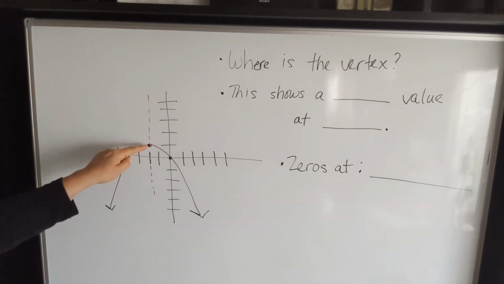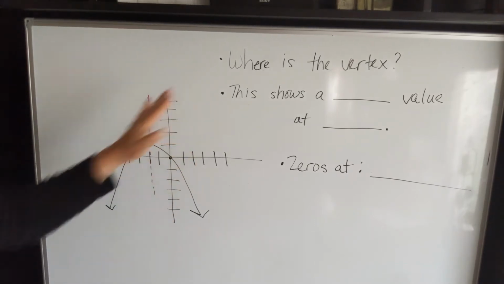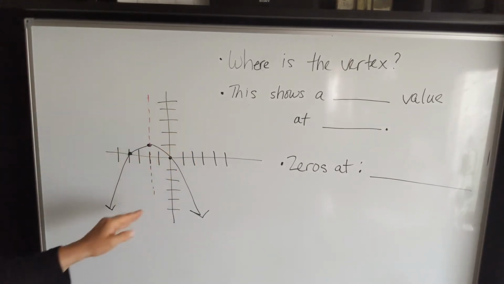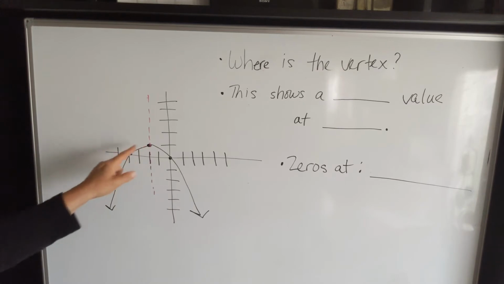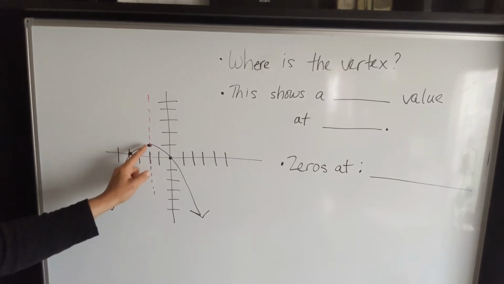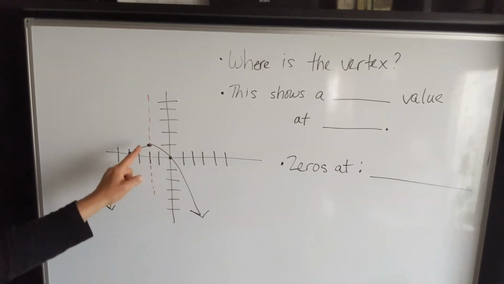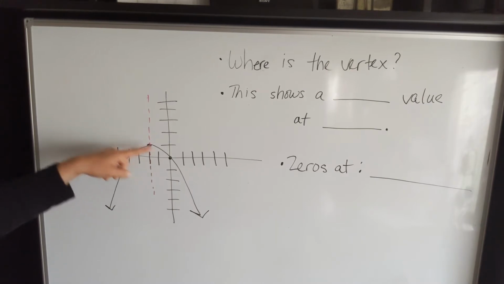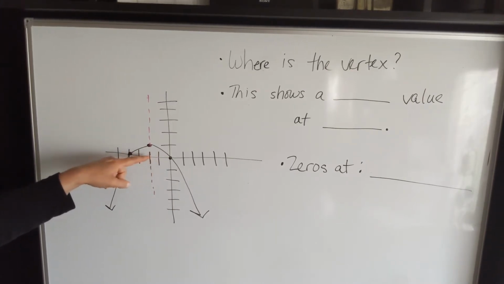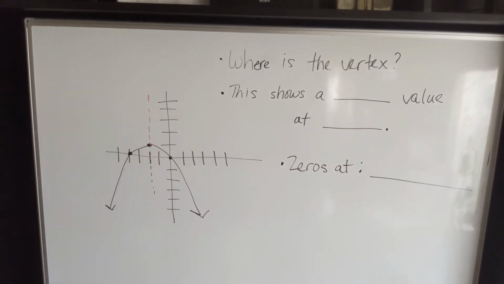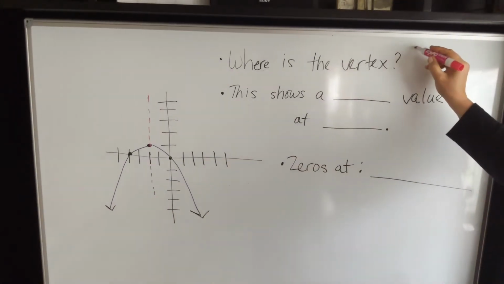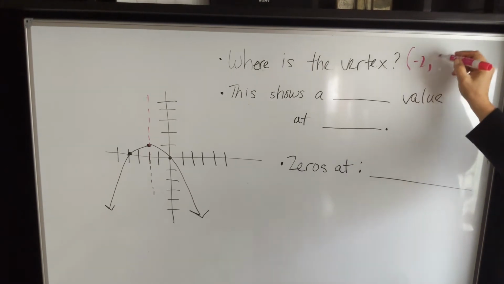I know the point of the vertex is the very top of a parabola, or if this was a parabola in the other direction, it would be the bottom. Okay, in this case, it's at the top. It's at the point where the parabola begins to turn back around. That's the vertex. This vertex is at -2 and up 1. So I'm going to write that in over here. This vertex is at -2, 1.